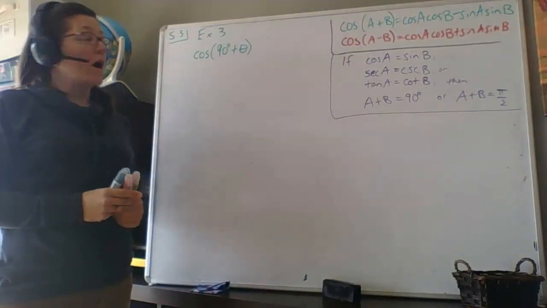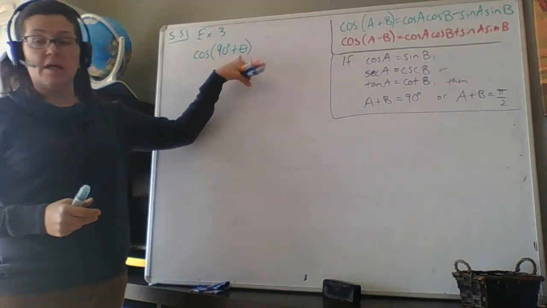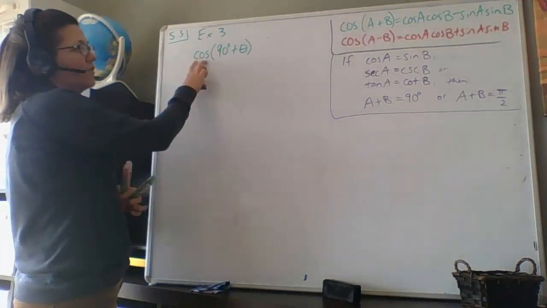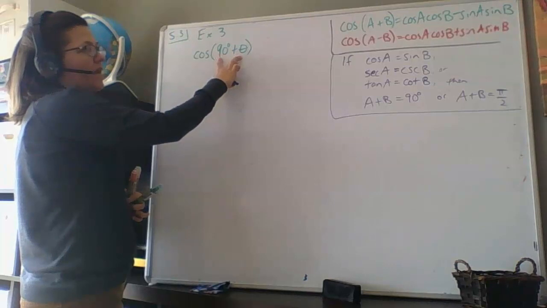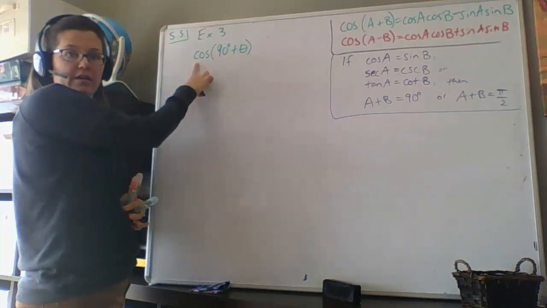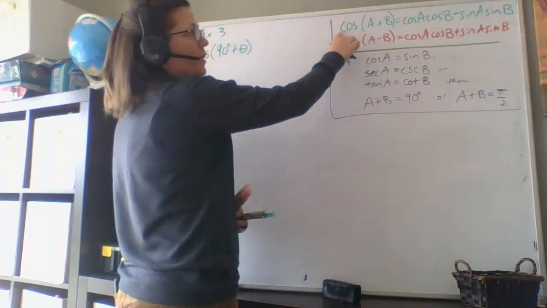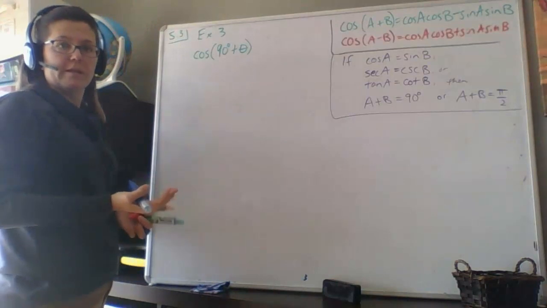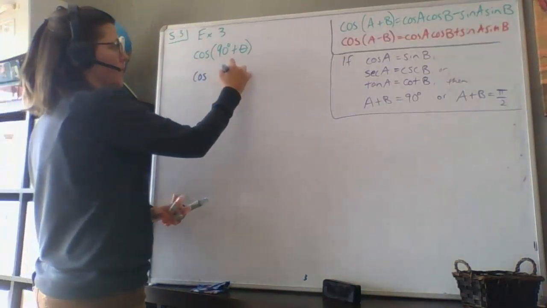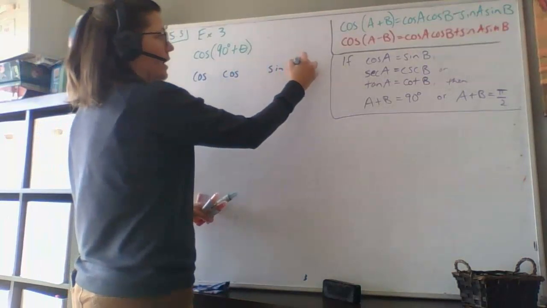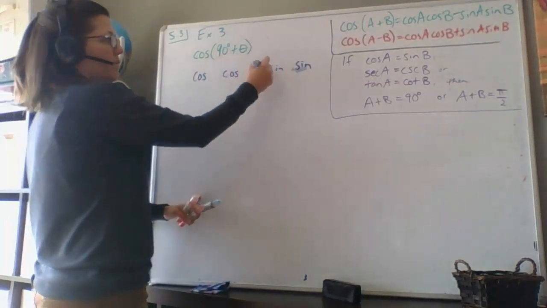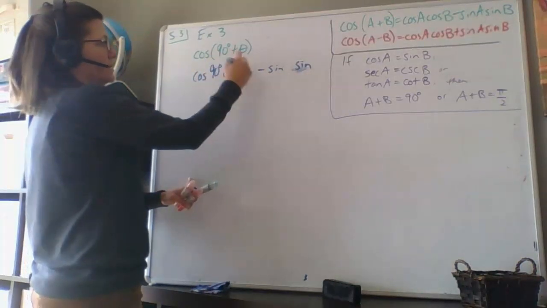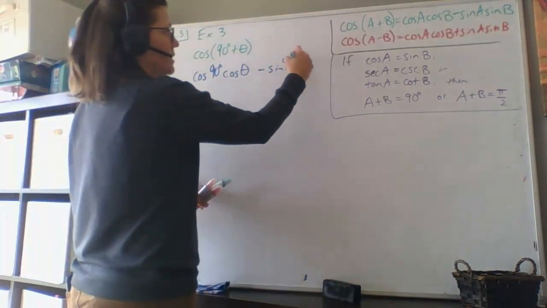Example 3, write cosine of 90 degrees plus theta as a trigonometric function of theta alone. Notice I have cosine of a sum, so I have addition inside my cosine function. Therefore, I'm going to use my cosine of a plus b formula, or my couscous formula, to get cosine, cosine, sine, sine, and because it's a plus here, I'll have a minus there. And my angles stay in the same order. So 90 degrees, theta, 90 degrees, and theta.